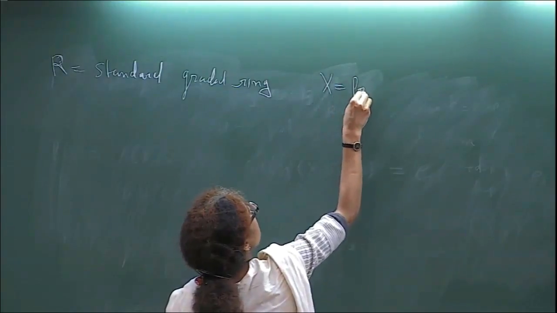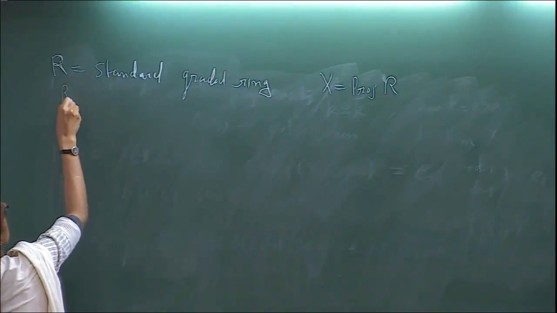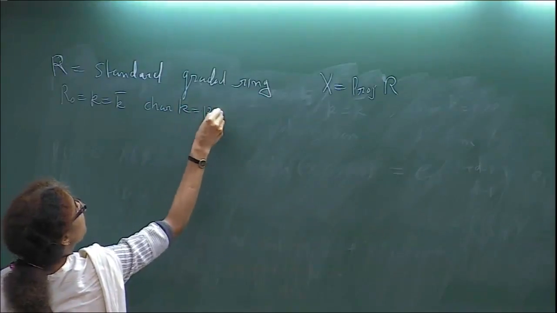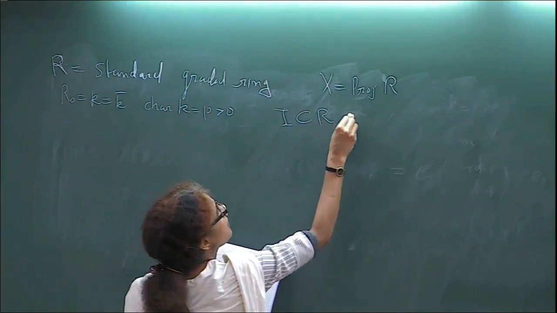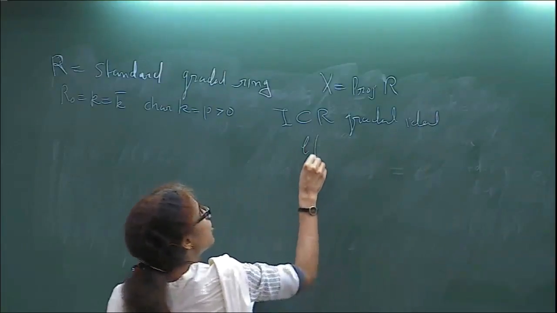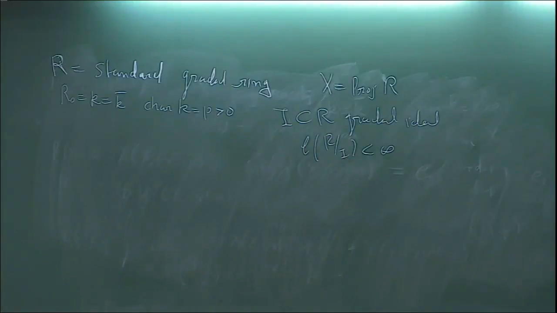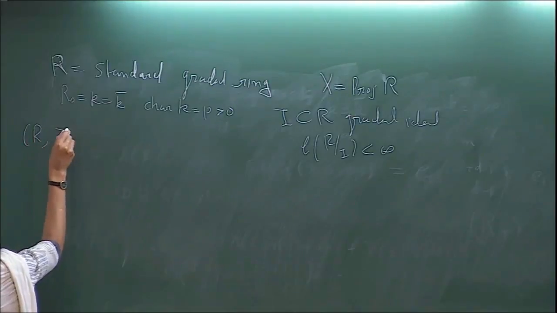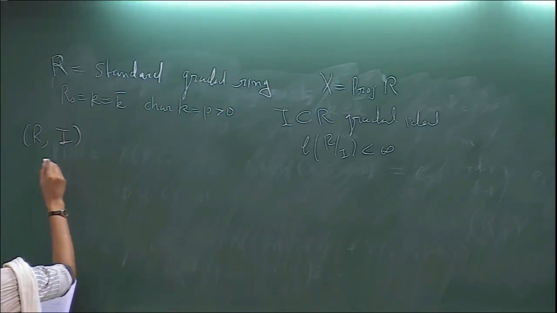Let X be Proj R. R0 is algebraically closed, the characteristic of K is P positive, and I again is a graded ideal such that the length of R mod I is finite. Okay. So given R, you have fixed R, you have fixed I again. Now I define a function instead of a number as follows.